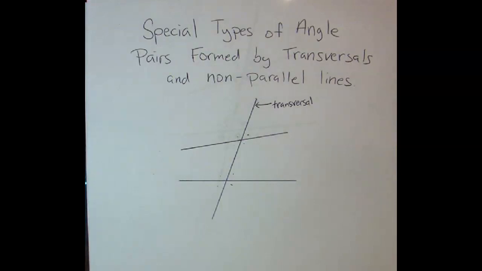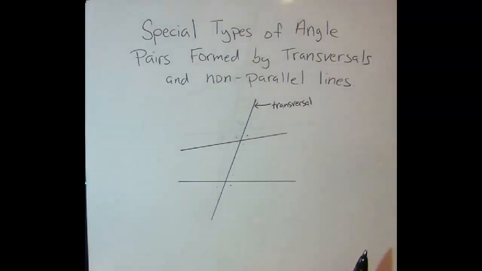Well, these angle relationships have certain terminology, and in order to understand, especially when we get to the parallel lines, you're going to need to know what these relationships are. You'll need to know what the terminology is. Okay, so let's look at the terminology of these angle relationships.